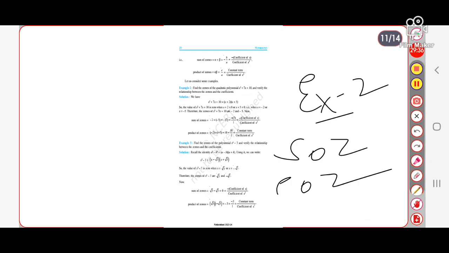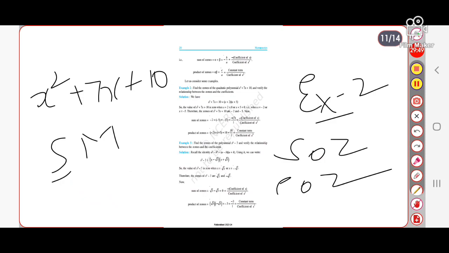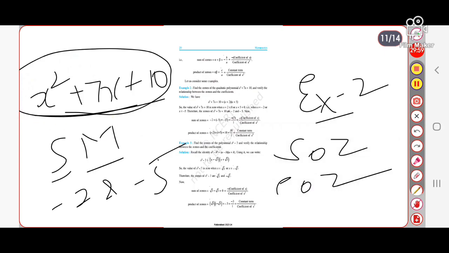Okay, first question is find the zeros. Again find the zeros for x square plus 7x plus 10 by splitting the middle term. We can find the value of x. So what they have arrived is minus 2 and minus 5, by the general method of splitting the middle term for this equation.